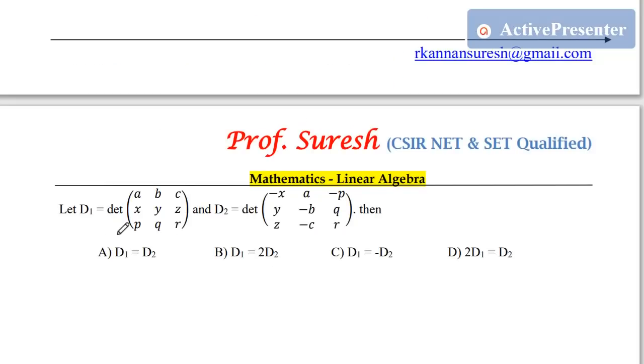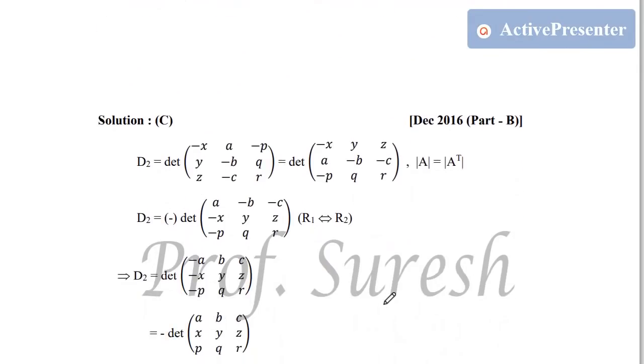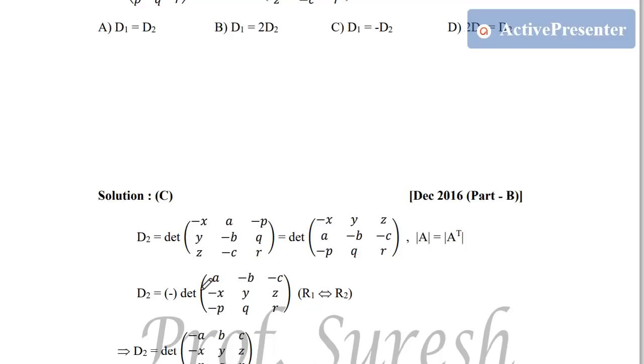Question from determinants. Let D1 equal the determinant of this matrix and D2 equal the determinant of minus x like that, as given. Then which of the following is true? So, simple calculation. See here. I start with D2. D2 equals the determinant of this matrix. Now we know that determinant of A equals determinant of A transpose. So this matrix converts into its transpose.